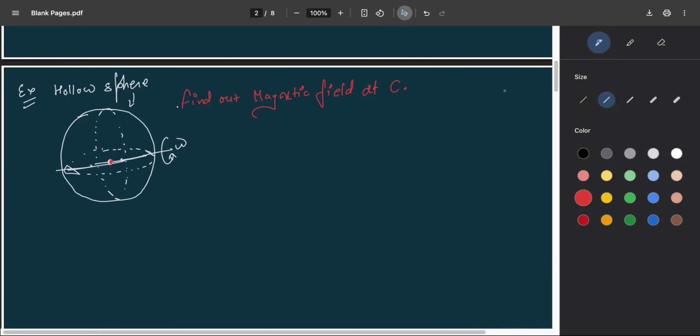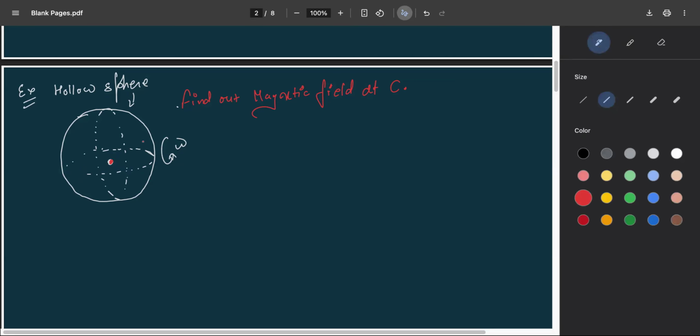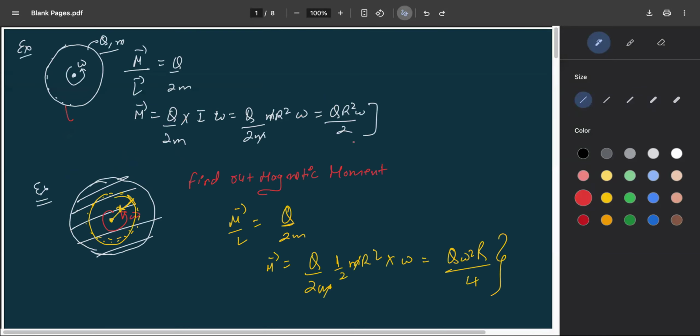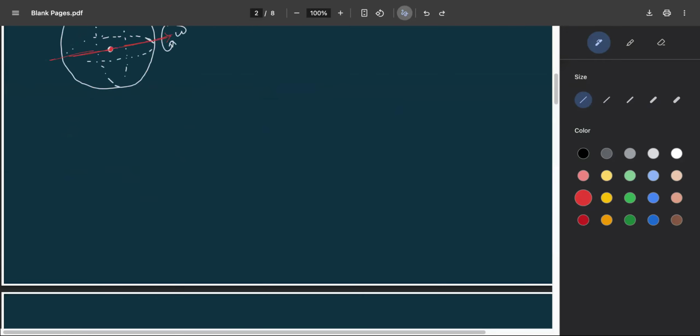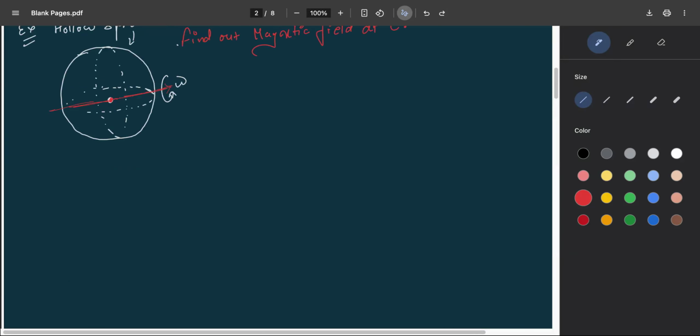Okay, I'll actually simplify this figure a little bit. Just remember this is the axis about which it is rotating. Okay, this is the axis. Now, could you think of it any ways like how we can actually solve this problem? Okay, should I give the solution? Okay, look.